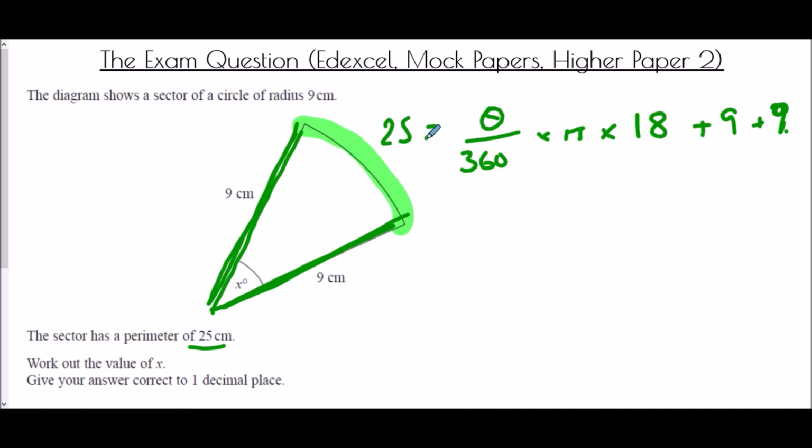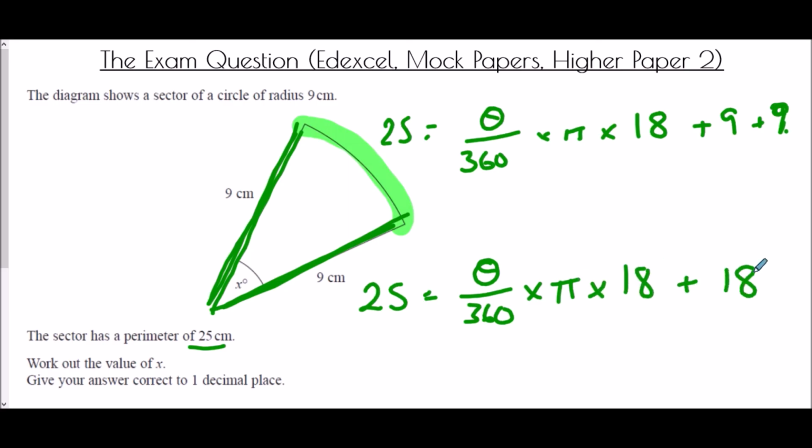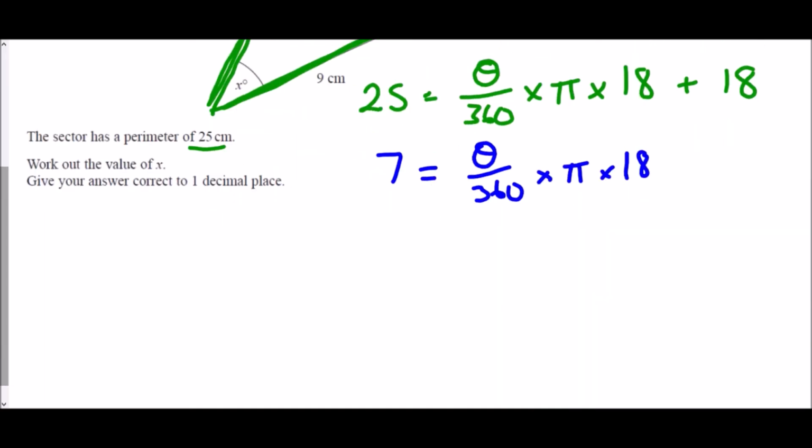And so 25 equals this equation. So how are we going to work out our answers? Well, we've got 25 equals theta over 360 times pi times 18 plus 18. So the first thing I can actually do here, just to make it a little bit easier, is take away the 18. If I take away 18, that is 7 equals theta over 360 times pi times 18. And if I'm trying to find theta, which is x, I'm just going to divide by 18 and divide by pi. So 7 divided by pi times 18. That would give me theta over 360.